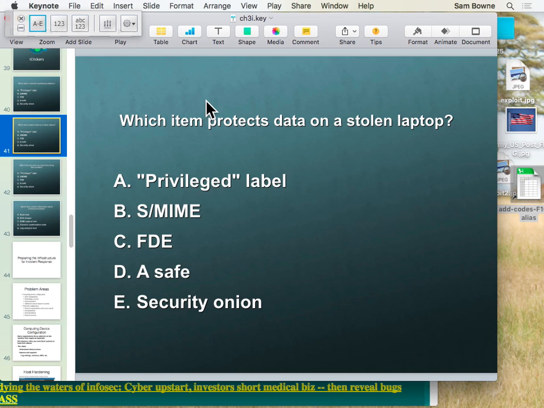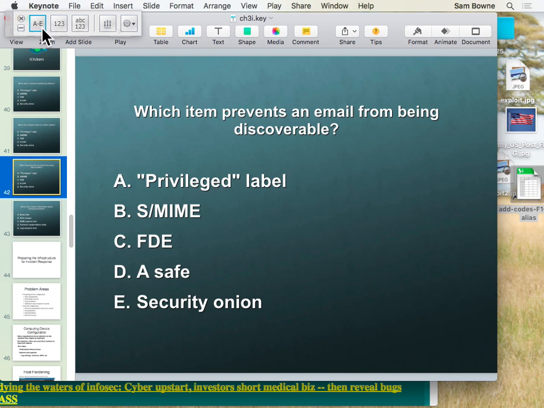You can go to court and say there is no breach because the drive was stolen, but the data was protected and nobody got the data. And if you only encrypted one folder, you can't really say that because it is possible that some of that data was outside that folder. Anyway, all right. So which one of these will prevent an email from being discoverable?